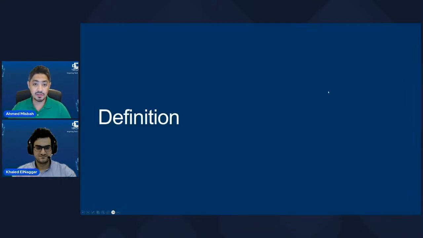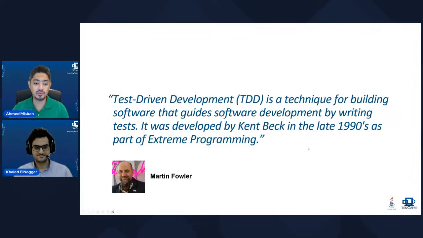So let's get started. What is TDD? I always like to start with Martin Fowler's definition. Martin Fowler describes TDD as a technique for building software that guides software development by writing tests. It was developed by Kent Beck in the late 1990s as part of extreme programming. What I like about this definition is that it describes TDD for what it really is. It is a technique for building software, not just for testing software. So you can consider it a complete software development process for developing and delivering high quality software.